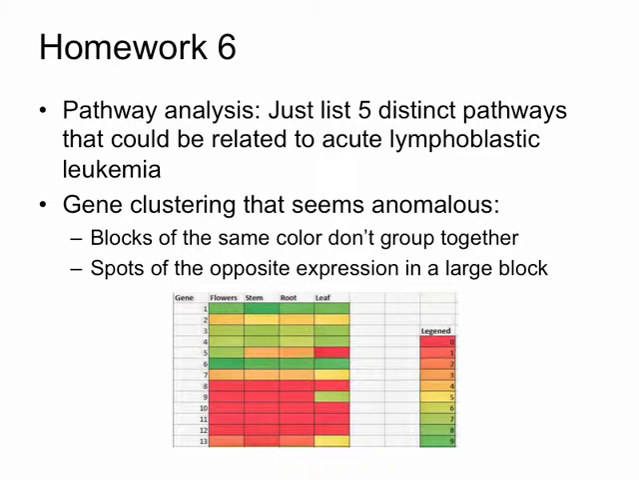What do they mean by anomalous? Well, when you squint and you see a little blob of green in red, or a little blob of red in a green area, that's what they're asking for as anomalous. Another anomalous is if 2 large blocks don't sit next to each other even though they look like they do, or they should. That's another thing you can talk about.